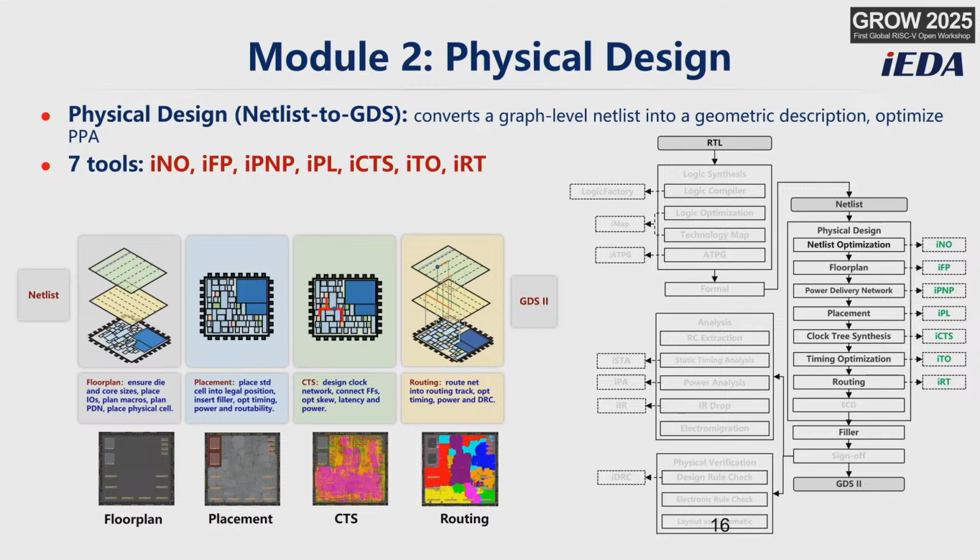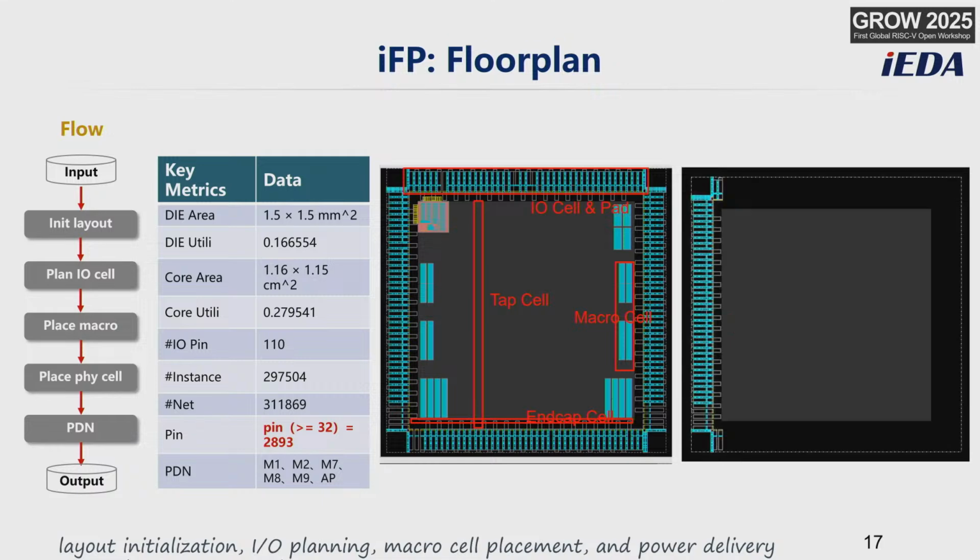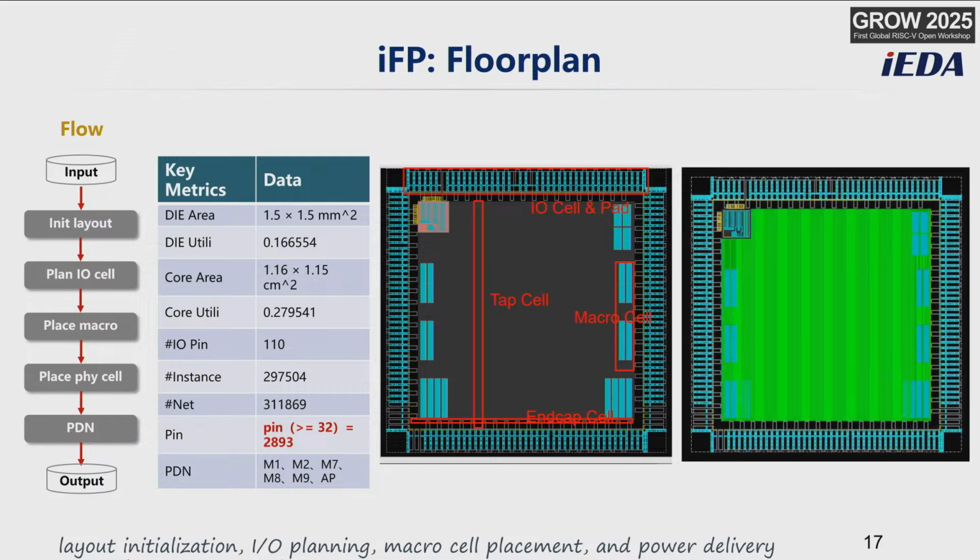The second module is the physical design. Its goal is to convert the gate-level netlist to the geometric-level GDS. It consists of floorplan, placement, CTS, and routing, and seven tools are involved. iNO refers to network optimization. iFP, iPDN, iPL, iCTS, iRT, and iTO are the others. iFP refers to floorplan.